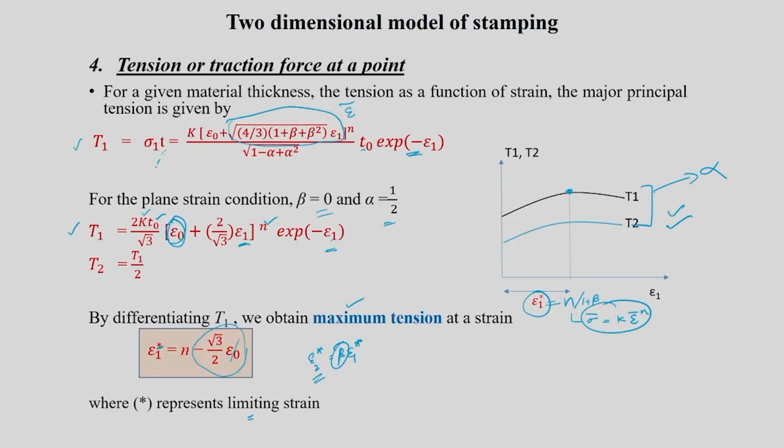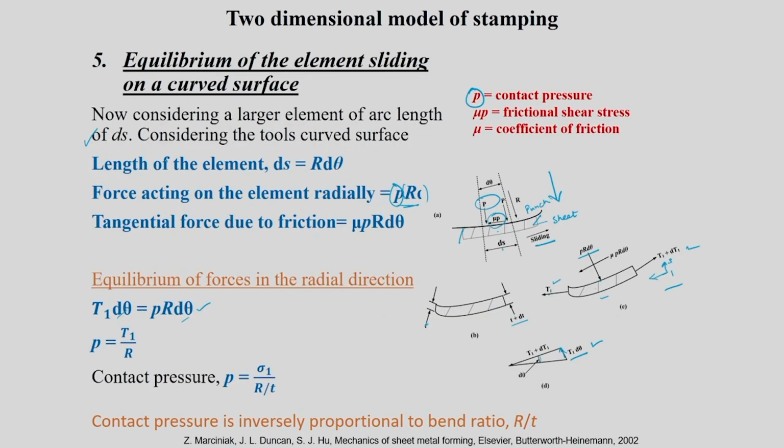T1 is nothing but sigma 1 into t, so P is sigma 1 divided by R by t. This R by t is actually called the bend ratio. This is going to be important for us, which we will discuss in bending. So we are saying that the contact pressure is inversely proportional to the bend ratio. That is the first one.